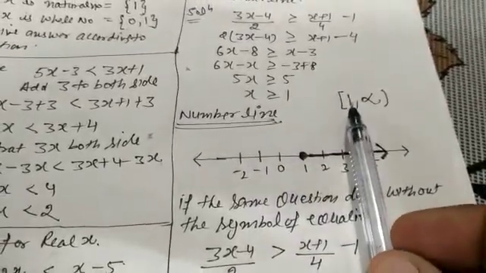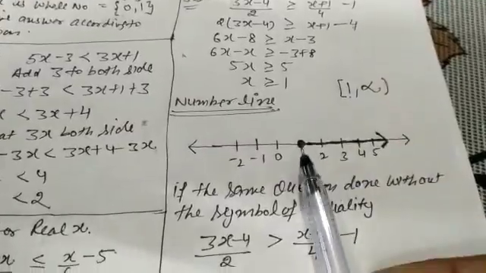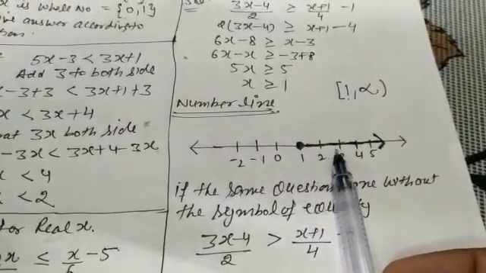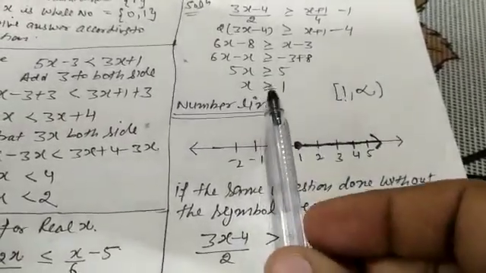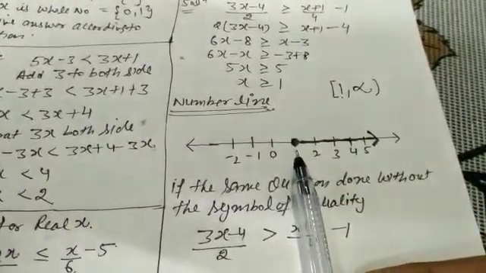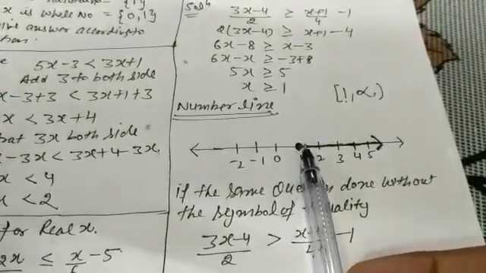When you draw on the number line, there are two important things about the number line. See, your result is from 1 to infinity. I mark a point on 1 and move towards infinity, which is shown by the dark arrowhead. You see, there is a symbol of equality. Therefore, at the point 1, I make the circle dark.